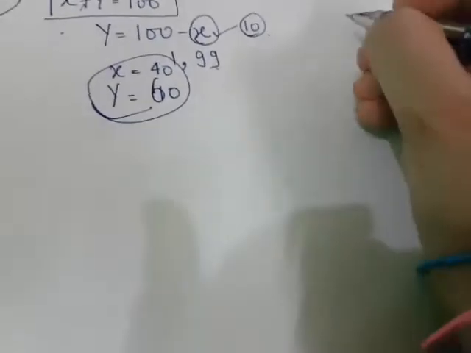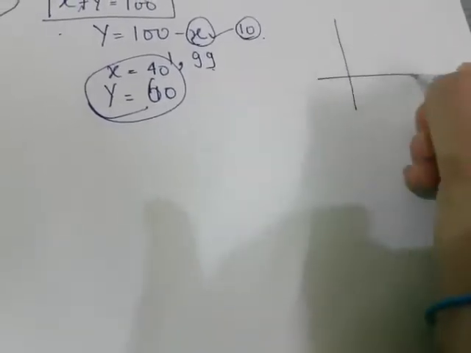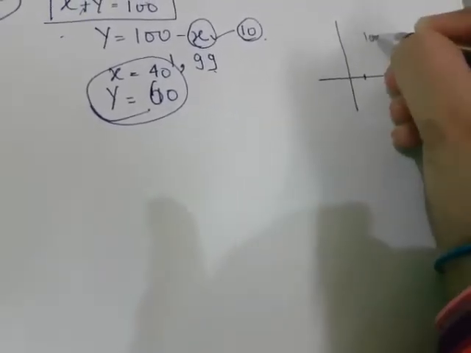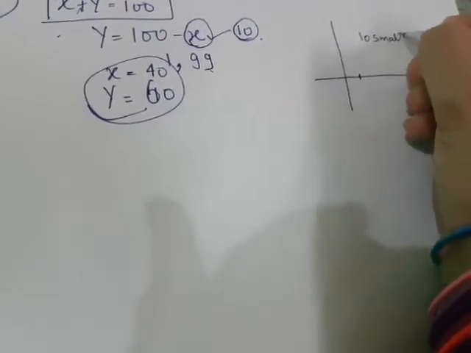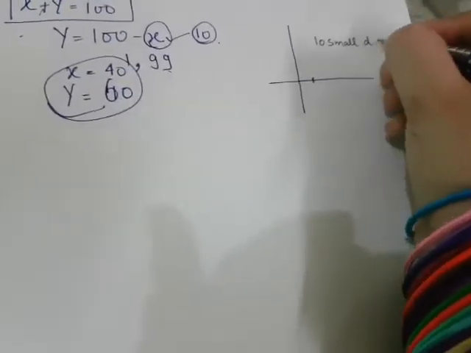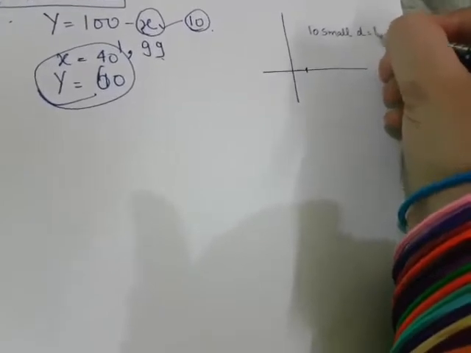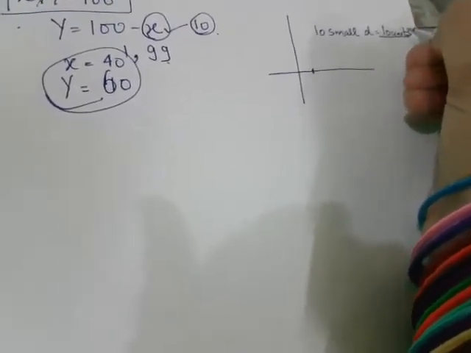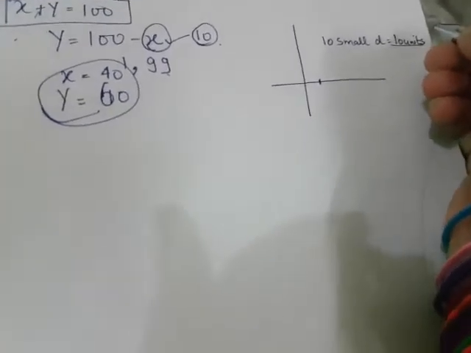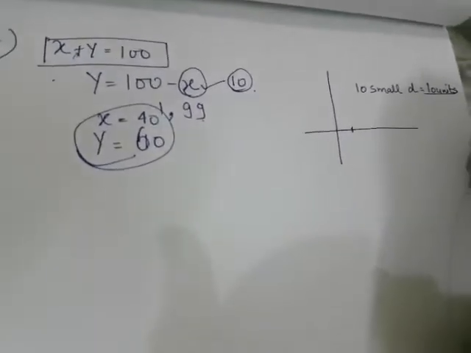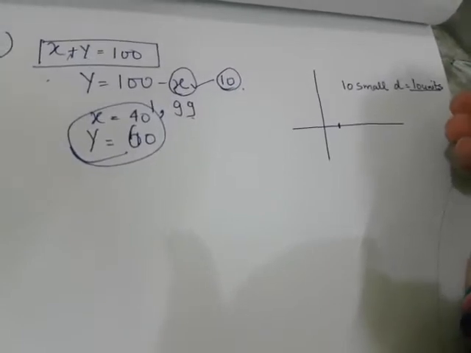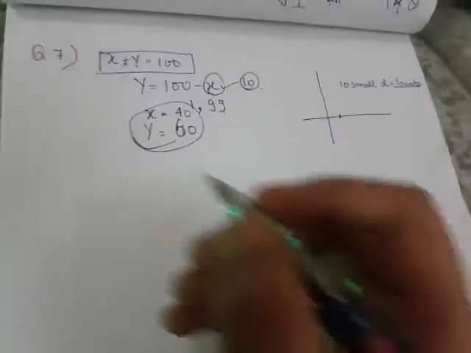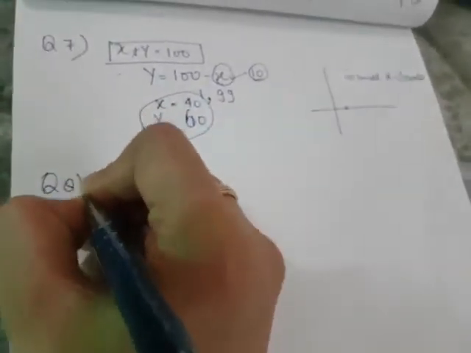Okay, and when you draw the graph, take the distance as 10 small divisions, meaning one big box, or you can say 1 centimeter square is equal to 10 units. आप जो स्केल लें वो भी 10 के मल्टीपल में या 5 के मल्टीपल में या 20 के मल्टीपल में लें, then the drawing of the graph will be easier for you. Fine. Now question number 8.